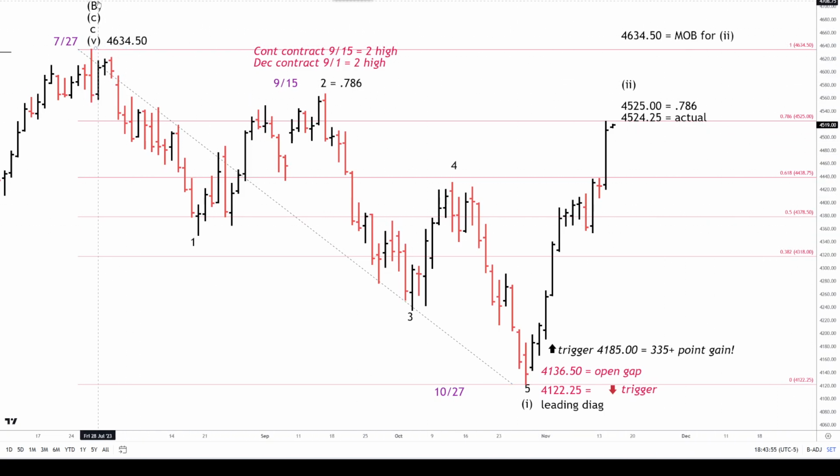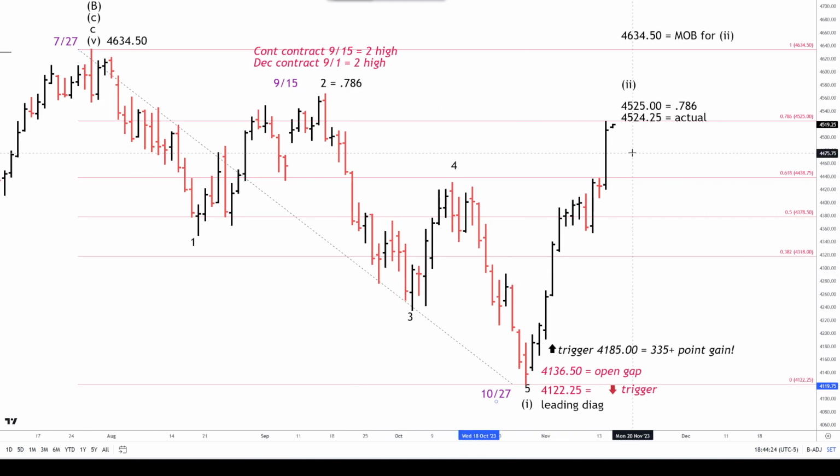Again, from the B wave high, which was a high at 4 degrees of trend, as you can see there, we have a 1 down, 2 up. There's that 786 again. Remember, the B wave was a 786. This 2 is a 786. We got a 3 down, a 4 up, 5 down here into the 10/27 low, 4122.25. There's your leading diagonal because 4 overlaps 1. The high of 4 is higher than the low of 1.